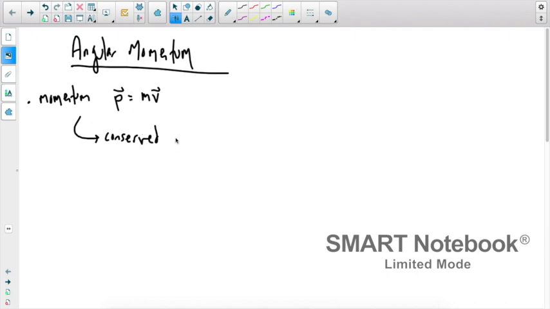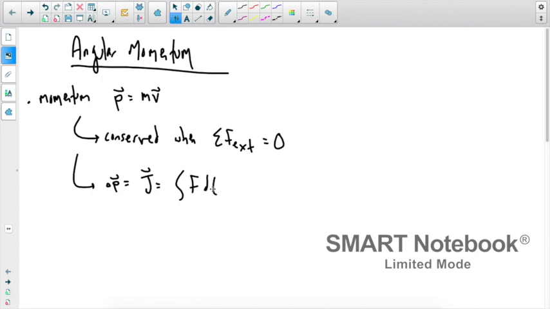Momentum in general is conserved when the net external force on the system is equal to 0. And we said those are situations like analyzing collisions, explosions, things like that. And we said that a change in momentum can be defined as an impulse. And an impulse is a force that is acting over some time period.